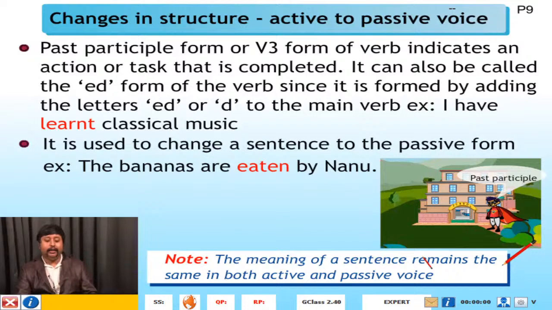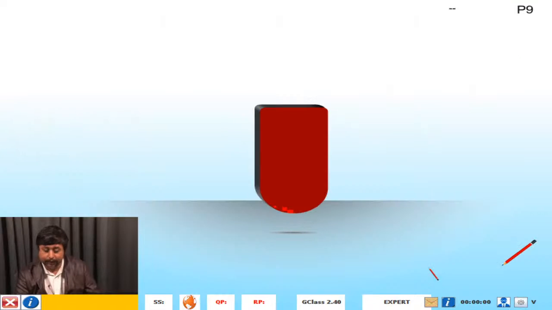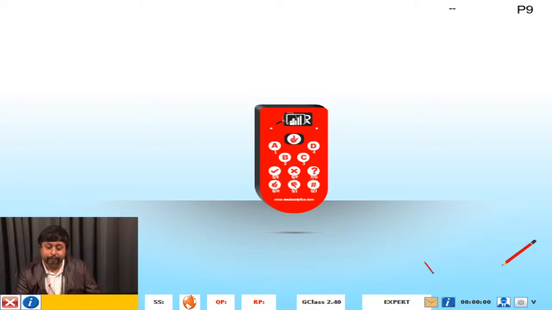indicates an action or task that is completed. So past participle means that the task has been completed. It can also be called the ed form of the verb since it is formed by adding the letters ed or d to the main verb, for example, I have learned classical music. It is called the ed form because in most cases ed, d or t is added. It is used to change sentences to passive form, for example, bananas are eaten by Nanu. Bananas are eaten by Nanu, right? Now moving on.